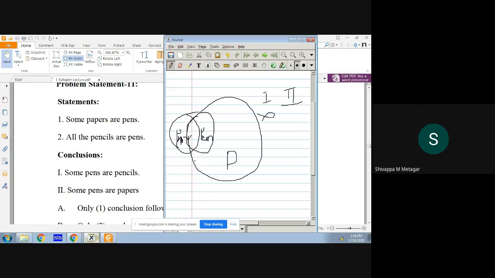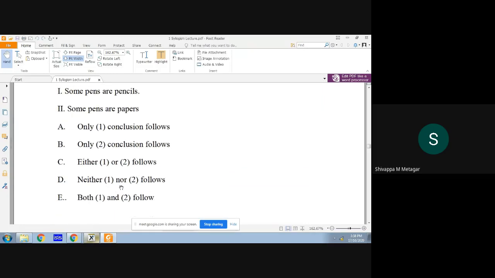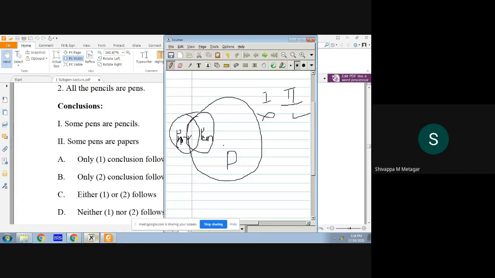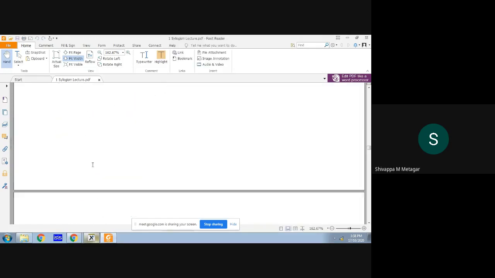Some pens are papers. The second one is also right. The second one is the right answer. Your right answer here is both 1 and 2, because based on the first one we have to answer, and based on the second one also we have to answer. Okay.